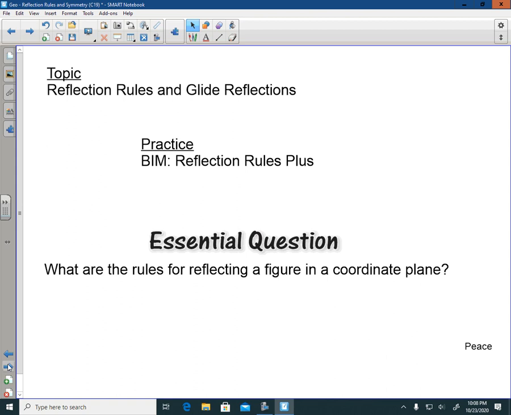All right, y'all. That is about enough of that, don't you think? Our topic today is reflection rules and glide reflections. And you have a Big Ideas Math assignment waiting for you. Reflection Rules Plus is what it's called. I didn't have enough room to write out the whole thing, so I just called it Reflection Rules Plus. Can you answer this essential question? What are the rules for reflecting a figure in a coordinate plane?